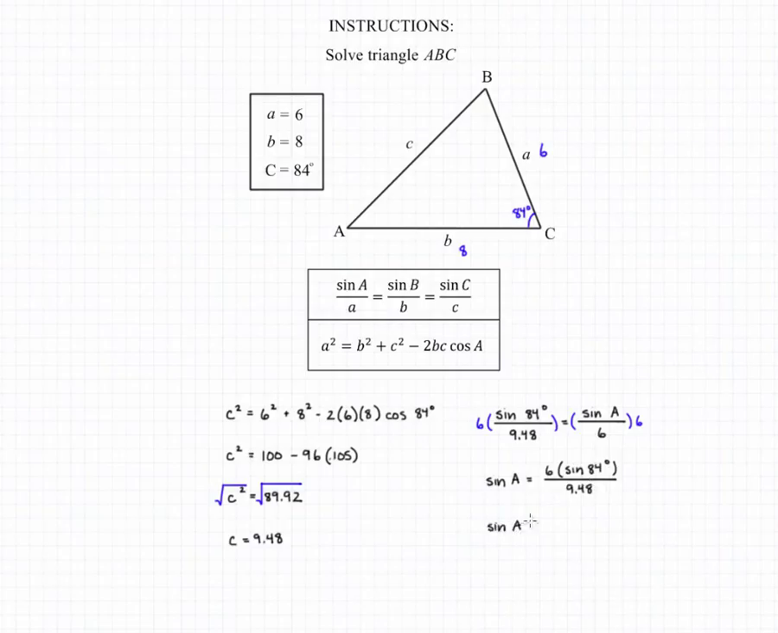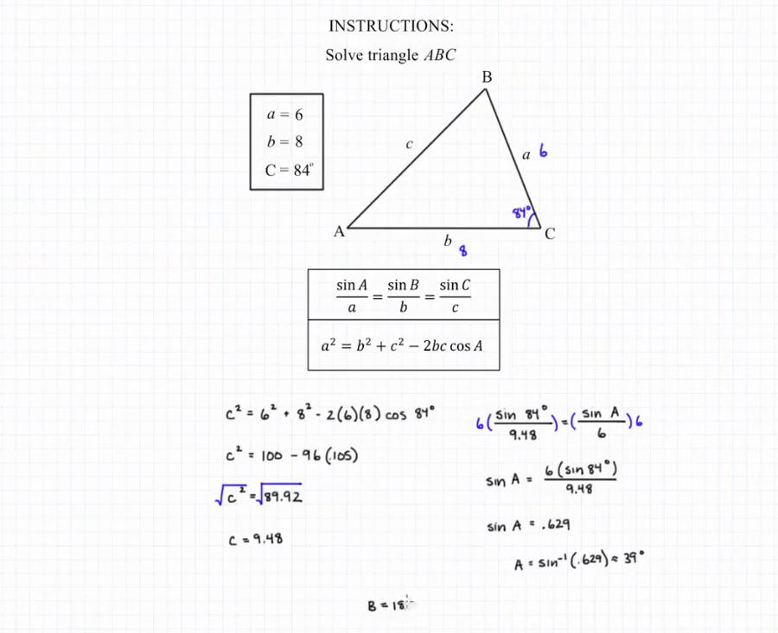We can simplify that to the sine of A equaling 0.629, and if we take the arc sine of both sides, or the inverse sine, we end up with A equaling the inverse sine of 0.629, or approximately 39 degrees.